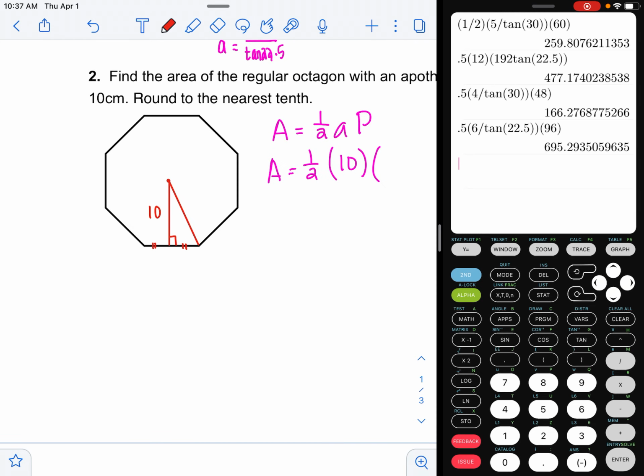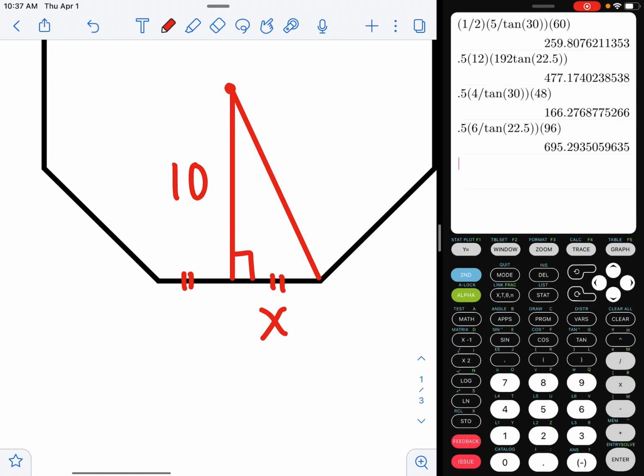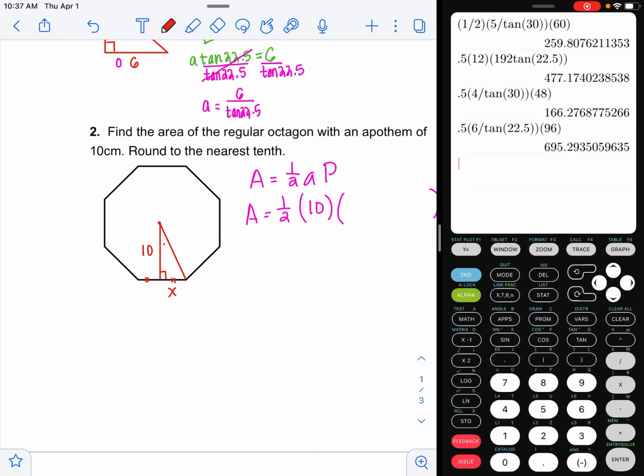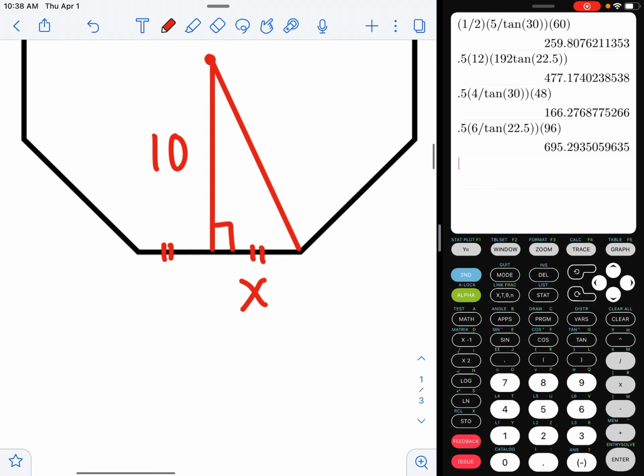Do I need it? No, I need this little piece right here. If I can figure out what this little piece is, I can figure out the perimeter. So that's going to be my unknown. That is going to be X. All right, now I need to find this teeny tiny angle right here. So I'm going to do 360 divided by the number of sides, which is an octagon, so 8, divided by 2, which from above we know is 22.5 degrees. So this angle right here is 22.5.